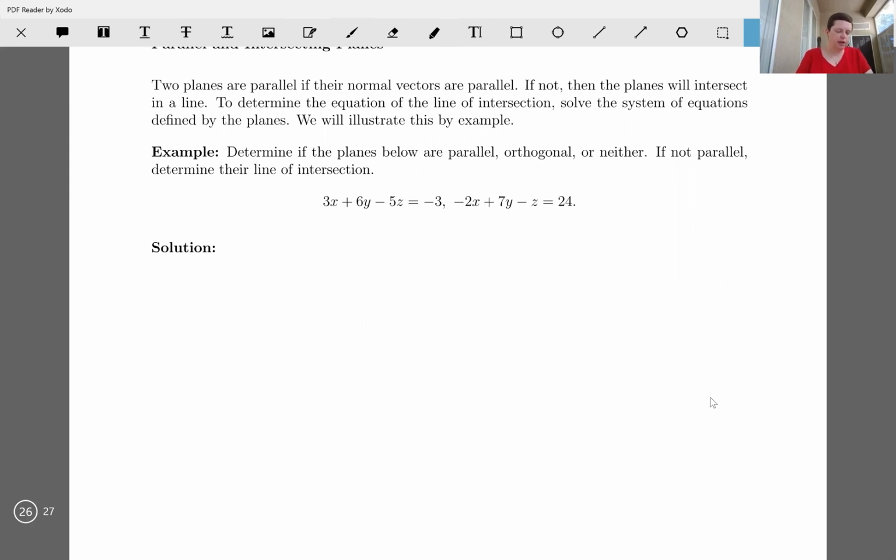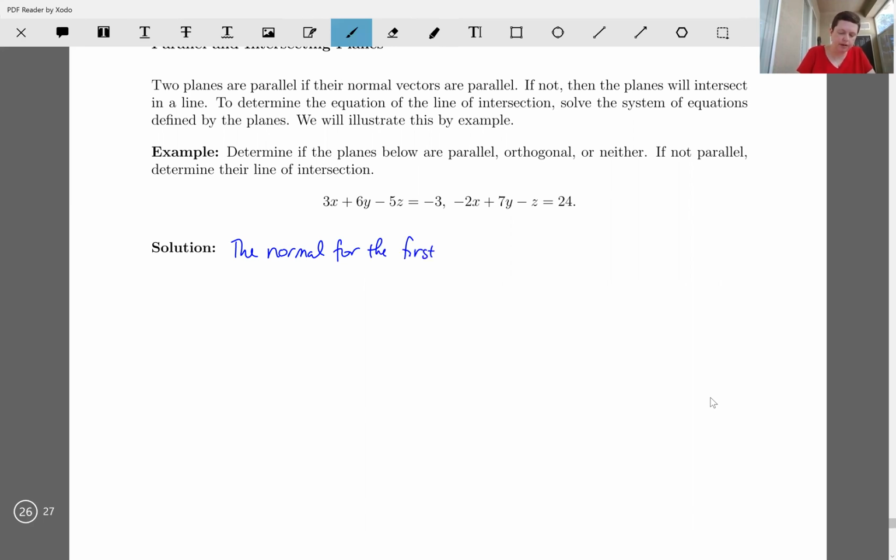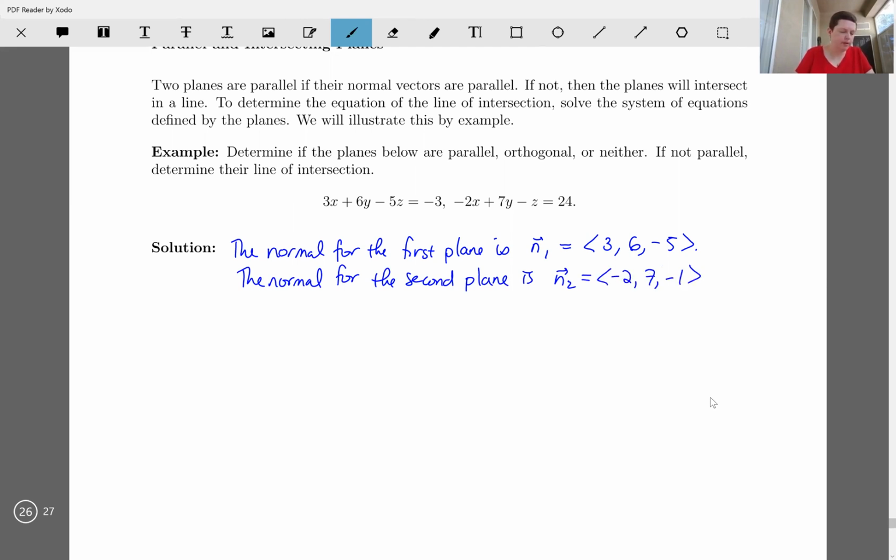So first of all, let's find the normals. The normal for the first plane, 3x plus 6y minus 5z equals -3, we'll call that n sub 1. That's going to be the vector 3, 6, -5. And the normal for the second plane, we'll call that vector n sub 2, is the vector -2, 7, -1.